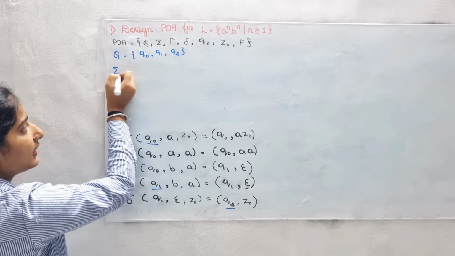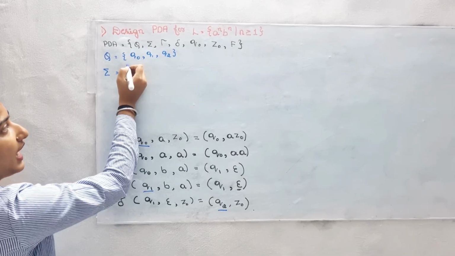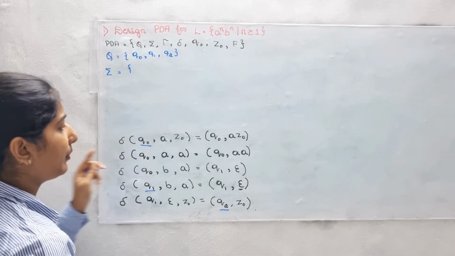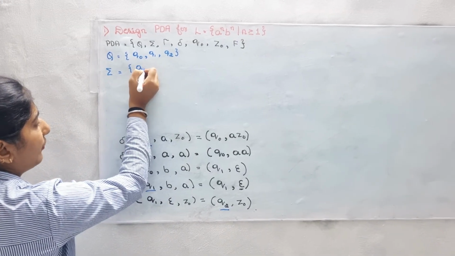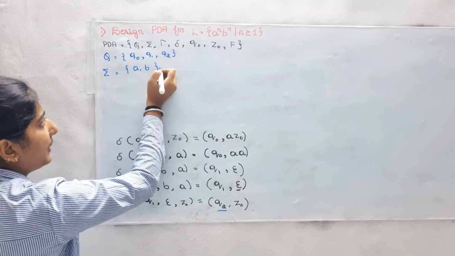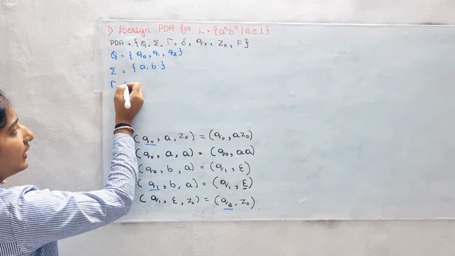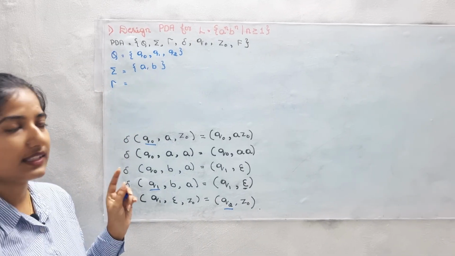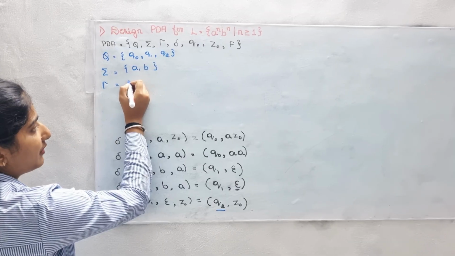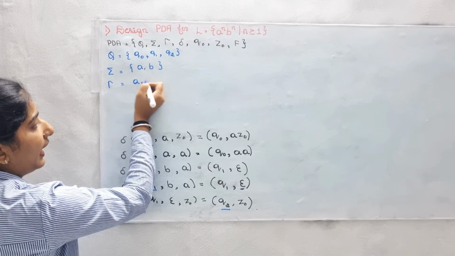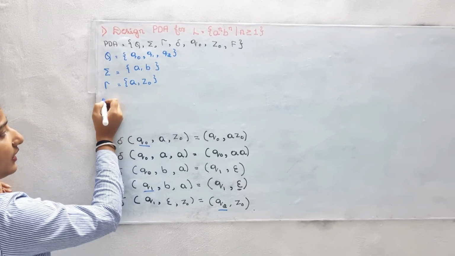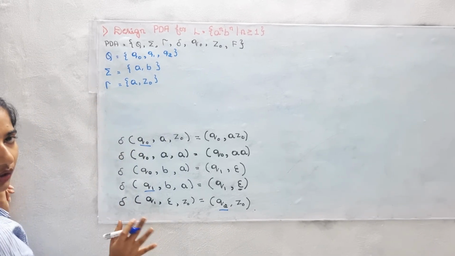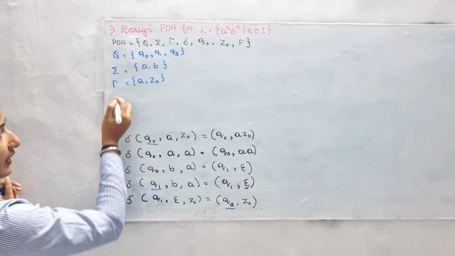And then sigma means the alphabet. Which are all the alphabet symbols we have? We have a and b, that is the alphabet. And then we have the stack. What are all the stack symbols? The stack symbols we got are a and then Z naught, right? And then we got delta. These are all the delta transition functions.